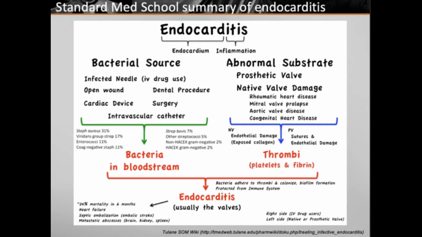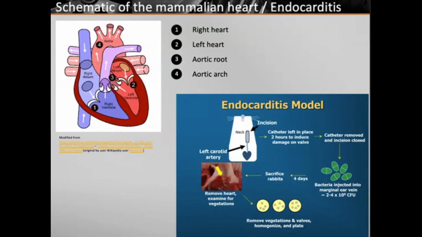As with most things in med school, half the stuff on here is actually wrong, but at least they're trying to be correct. And this was from Tulane. I'm not picking on Tulane. Every med school wiki has something like this. But the important part is, you have something going on with the endothelial cells in your circulatory system. All right, there's a heart. I'm going to talk about stuff as being from the right side, from the left side, at the aortic root, and at the arch, because that's where we surveyed it.